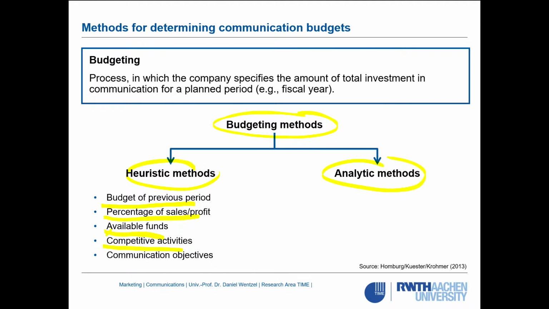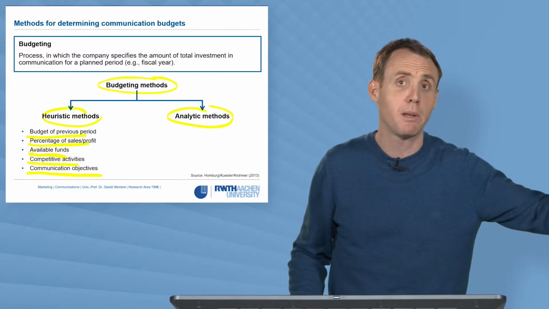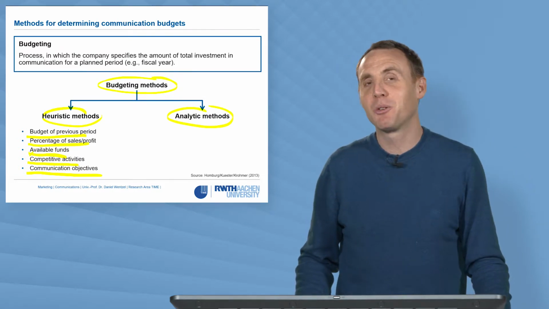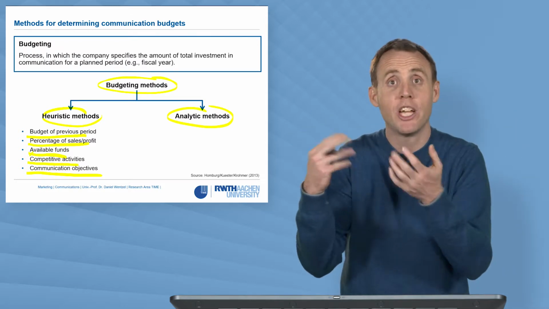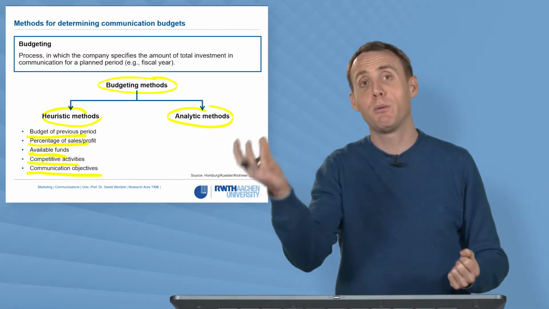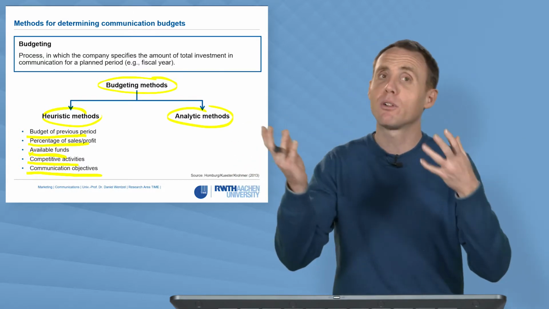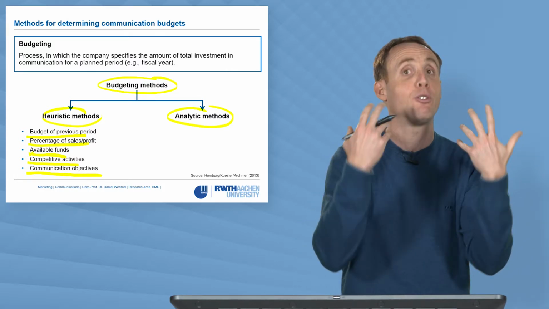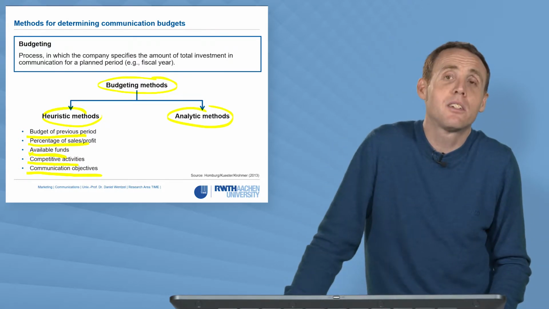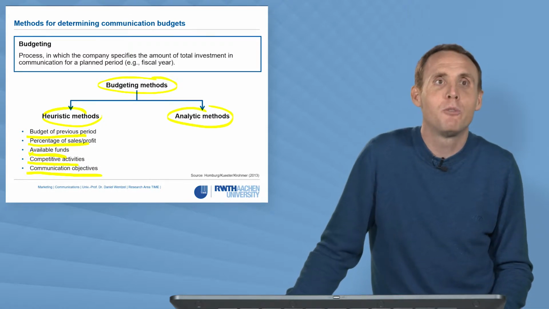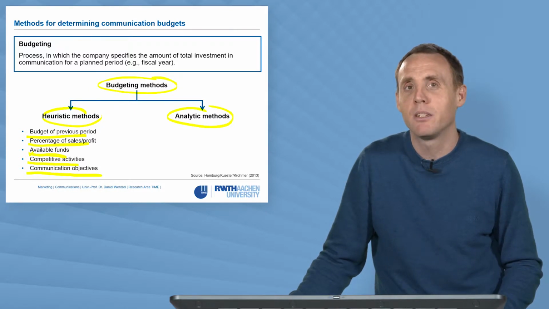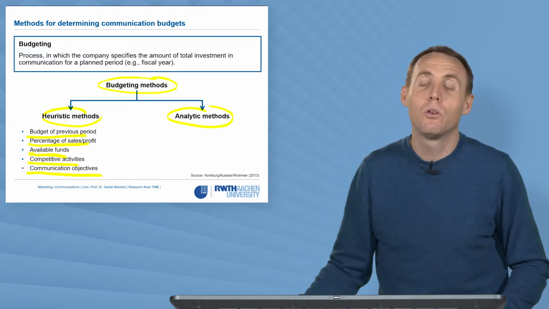It could also be based on your objectives. This is already a bit better than just saying, I'm going to take what I spent last year. Basing it on your objectives is better because, depending on the challenge, say repositioning the brand or making people understand what the product is, different amounts of funds are necessary for achieving each of these goals. But still, it's a heuristic. What's more scientific, more objective, and more related to the impact that the communication is meant to achieve are what's called analytic methods.